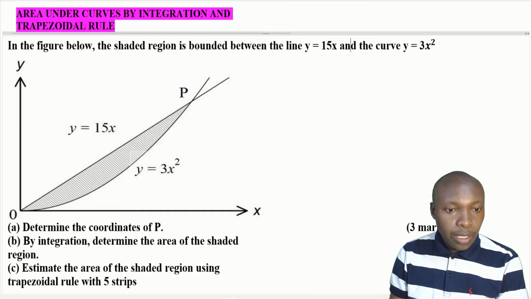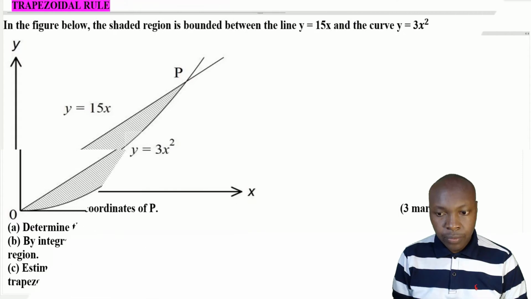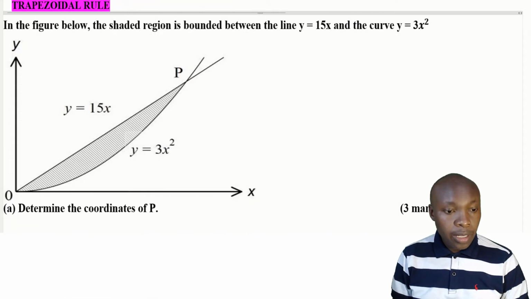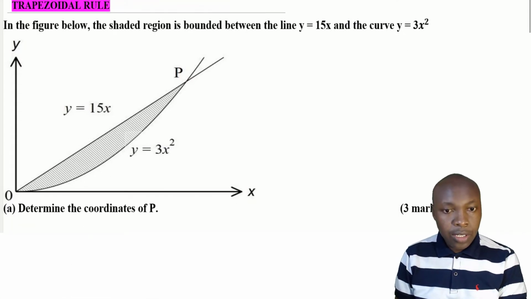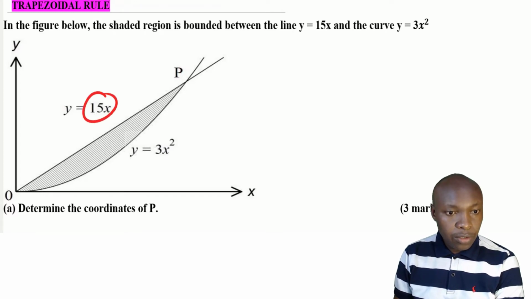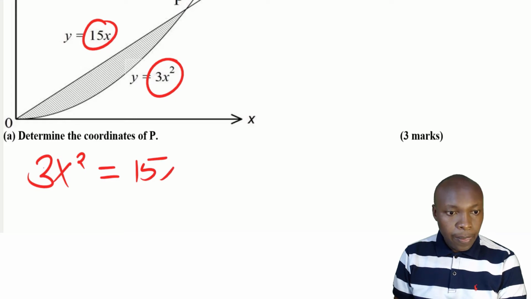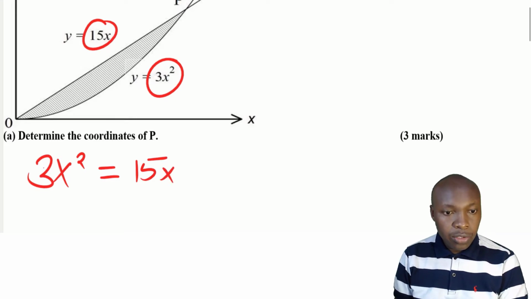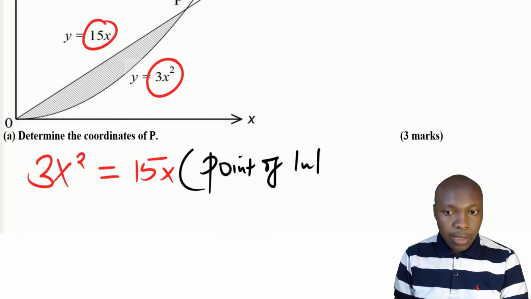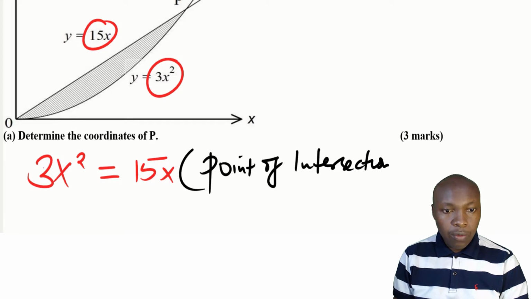Determining the coordinates of point P, that is the point of intersection of those two curves. In order to determine the coordinates of the point of intersection of the two curves, y = 15x and y = 3x squared, we shall take 15x and 3x squared and equate them. They are both functions of y. So 3x squared = 15x. You can do vice versa, 15x = 3x squared as well. That is what will give the point of intersection of the two curves.